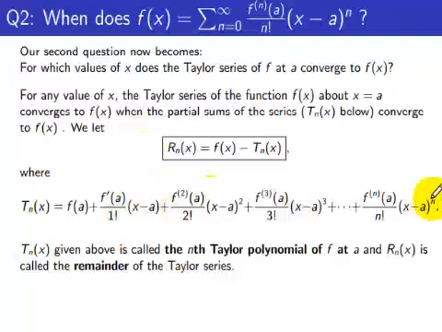Look at this: the maximum exponent is the degree of the polynomial. So the maximum one is n. This is an nth order polynomial, so this is called the nth order Taylor polynomial. We denote that one as T sub n of x.